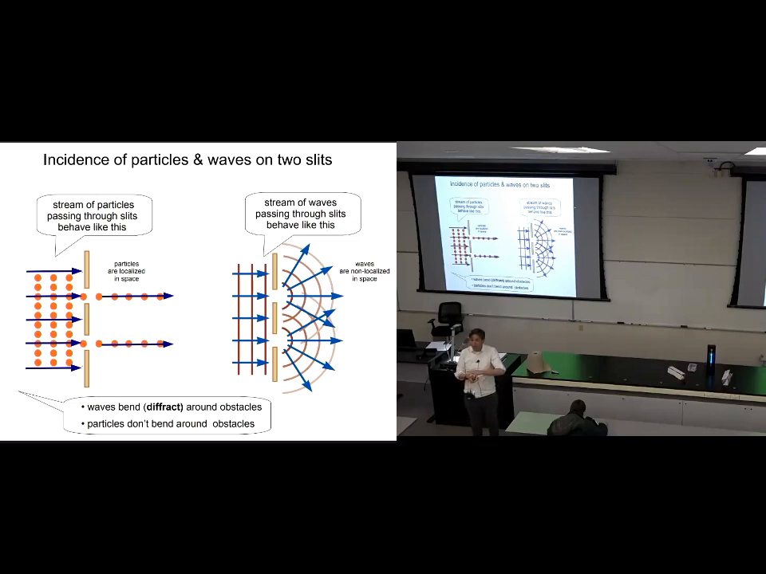And that bending that occurs for waves but doesn't occur for particles is what we call diffraction. So diffraction just means that these waves are bent after passing through these apertures. These particles don't diffract, they're not bent as they pass through those apertures. And that's just what we mean by the word diffraction. That's all that the word diffraction means, is the bending of waves through apertures or around obstacles.